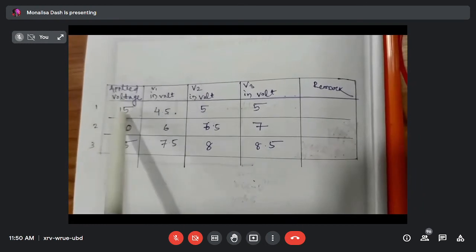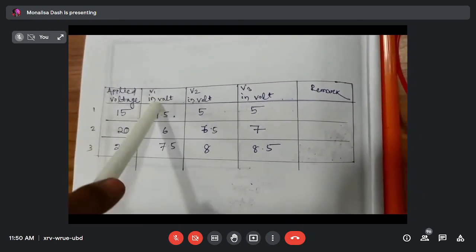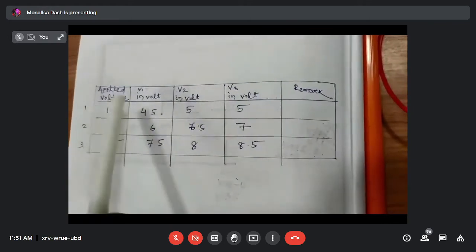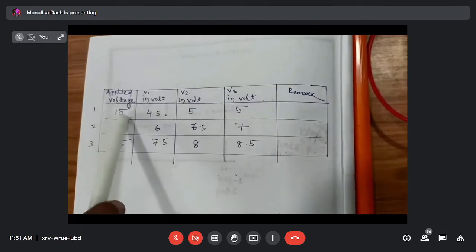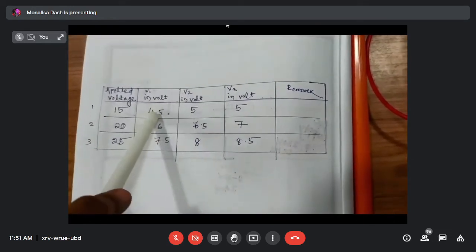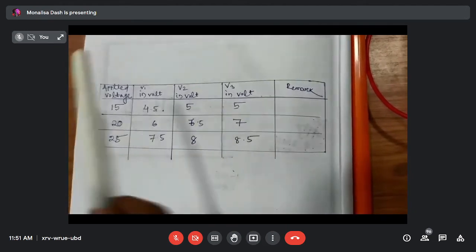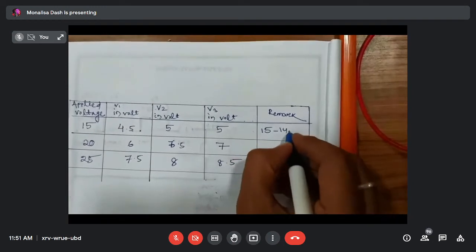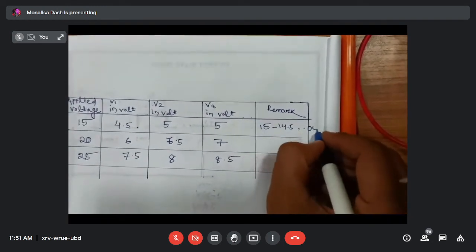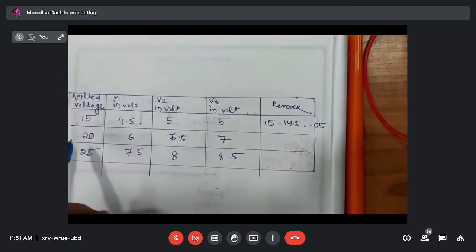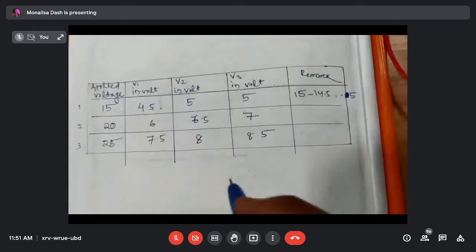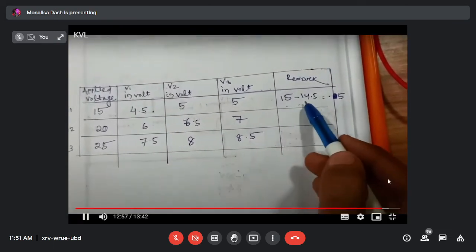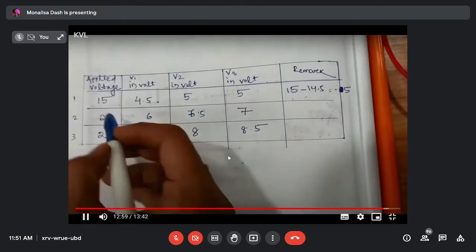According to KVL, in the circuit the applied voltage is equal to the summation of V1, V2 and V3. In the first observation, applied voltage is 15, and the summation of 4.5 plus 5 and 5 is 14.5. 15 minus 14.5, this is 0.05 is your error. Sorry, it is 0.5, not 0.05. 15 minus 14.5 is equal to 0.5.